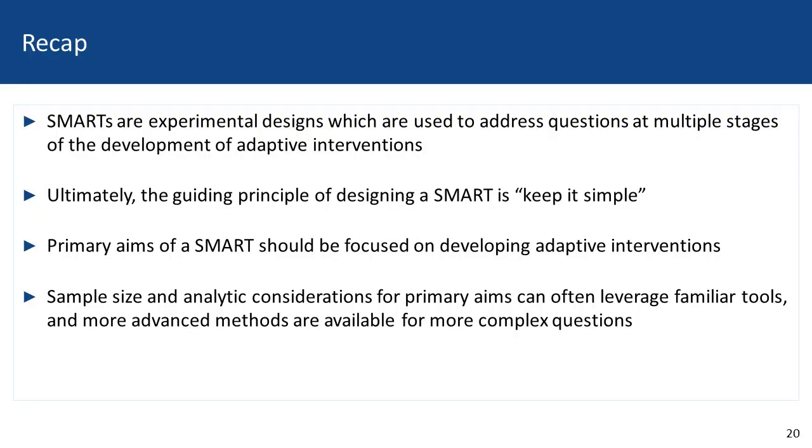So let's recap what we've learned. Sequential multiple assignment randomized trials are experimental designs which can be used to address questions at multiple stages of the development of adaptive interventions. And ultimately, the guiding principle of designing a SMART is keep it simple. This means have a tailoring variable that is easy to measure and interpretable and easy to classify. Think about a few intervention options at each stage, and focus on a few scientific aims that are really focused on the development of adaptive interventions. Because those are the primary aims of a SMART. A SMART should be designed around developing adaptive interventions.